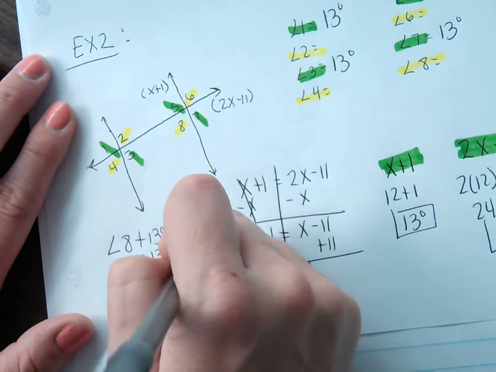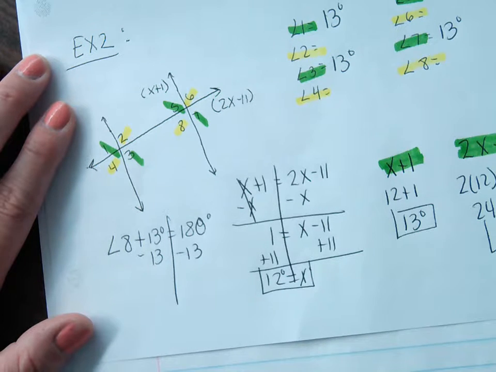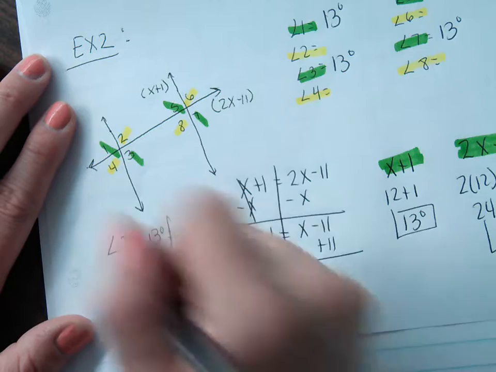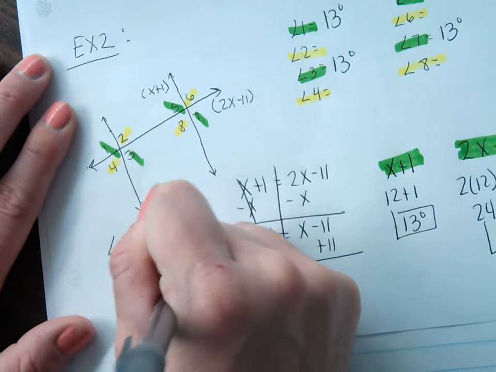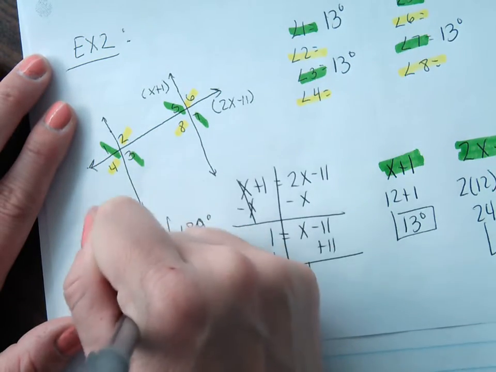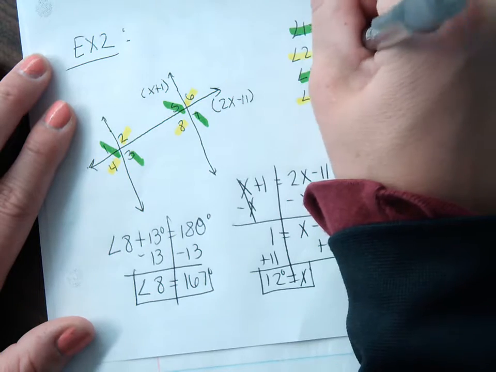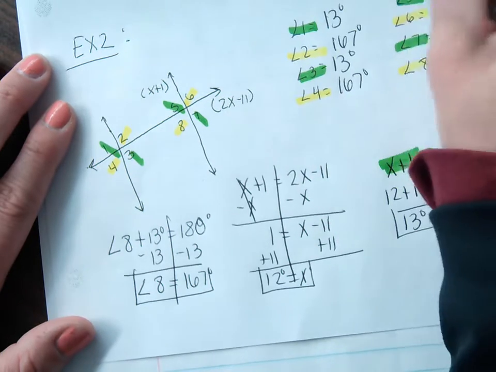Subtract 13 from both sides. And we have the measure of angle 8 is 167 degrees. So that makes everything else 167 degrees.